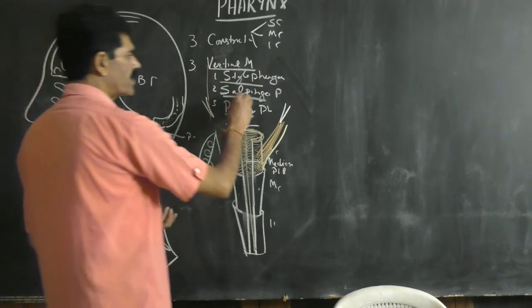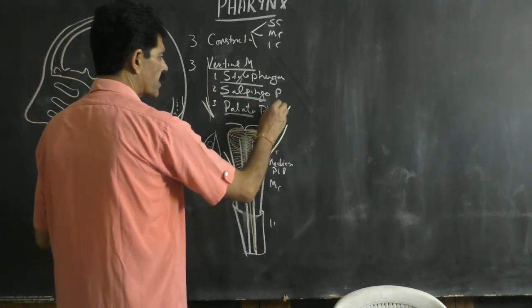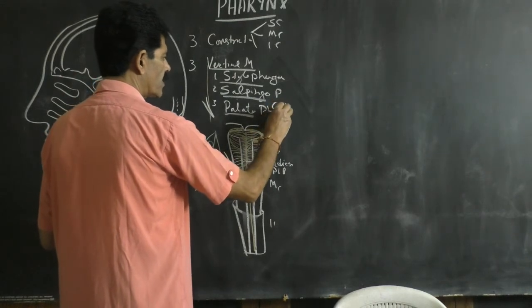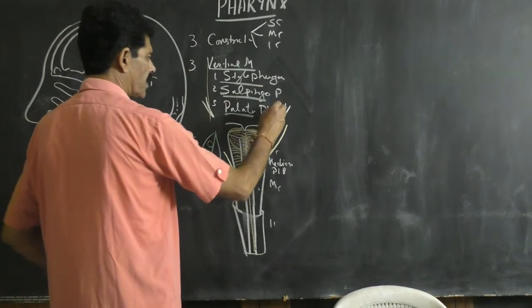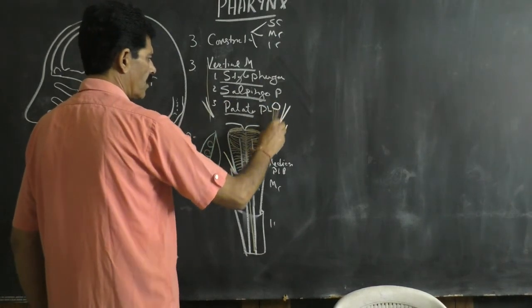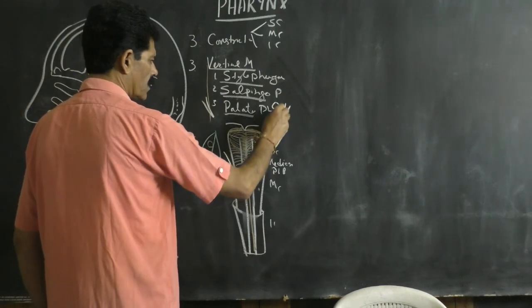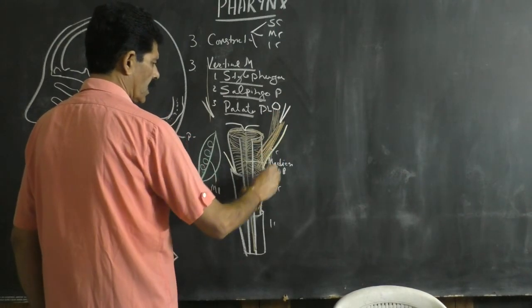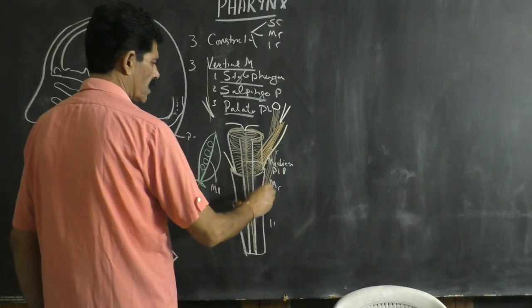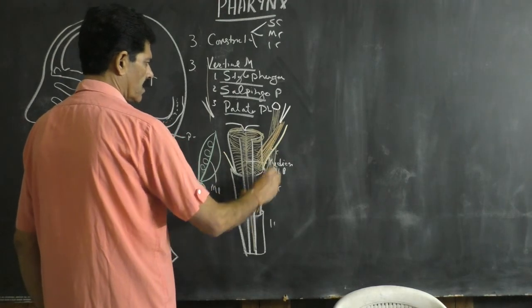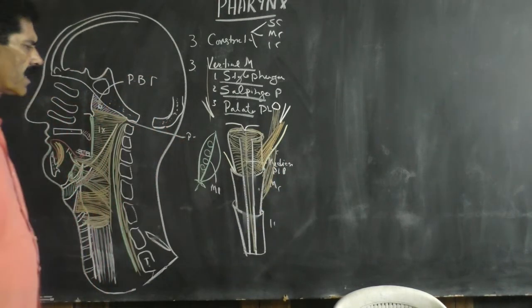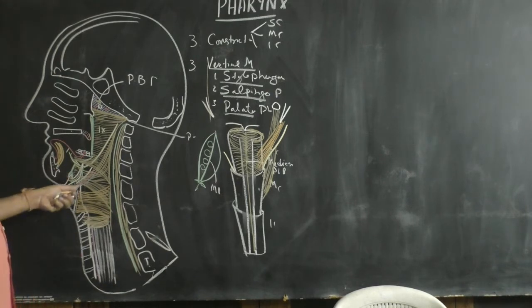Then comes the salpingopharyngeus muscle. The salpingopharyngeus muscle takes origin from the base of the eustachian tube, so it goes downward, and this is continuous with the middle constrictor muscle. Plus it is also attached to the posterior border of the thyroid cartilage. That is called the salpingopharyngeus.